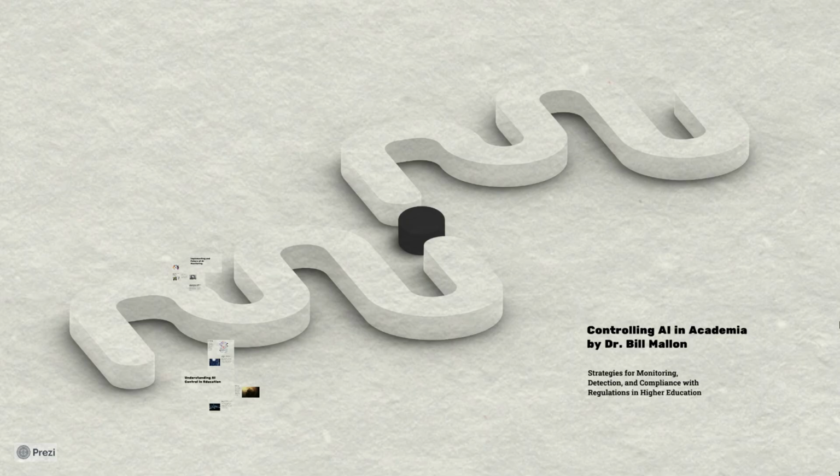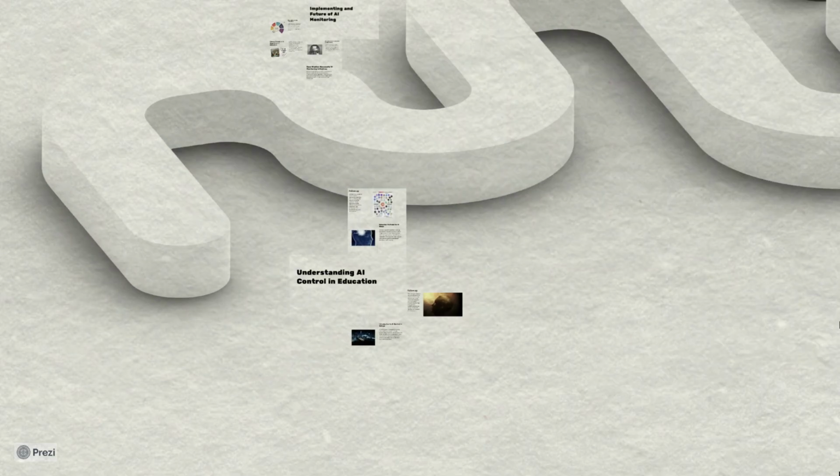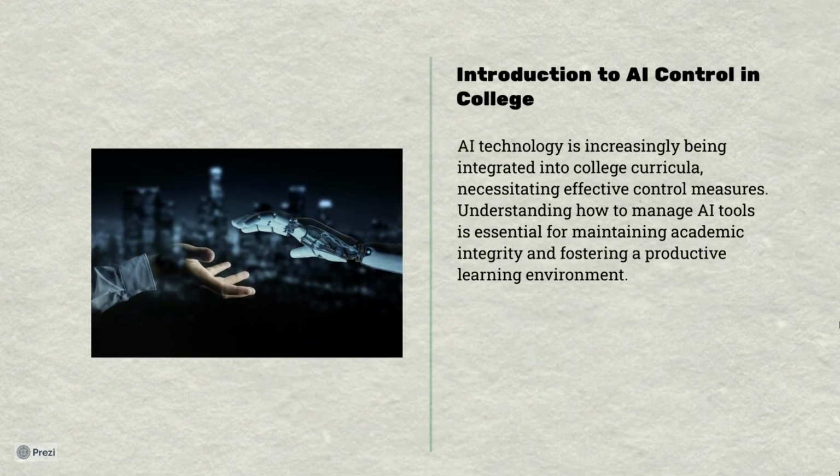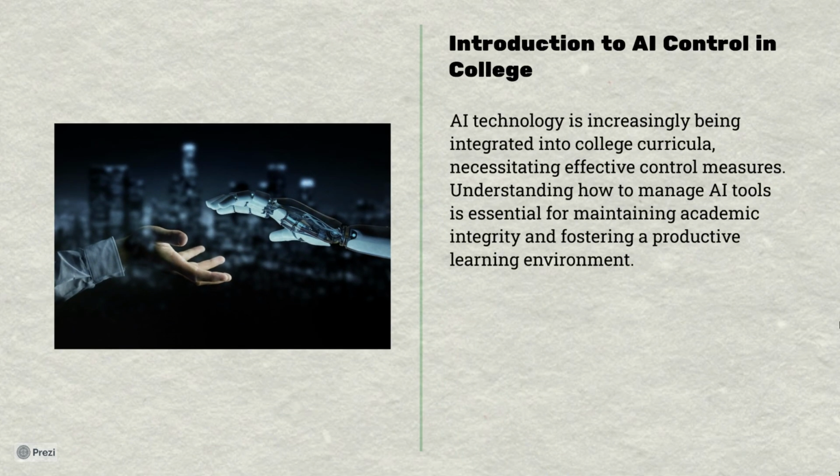But it does show that things have changed dramatically, and colleges that ignore AI are now having to play catch up. It was never going to go away. And I get it.